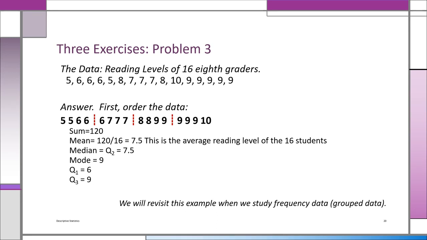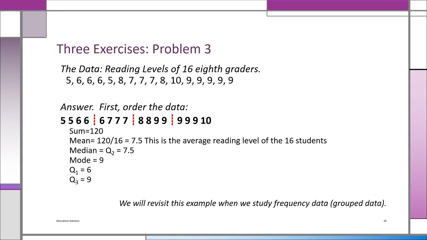To get the mean, you want the sum. 120 over 16 is 7.5. So the average reading level of the 16 students we selected randomly is 7.5, right in the middle between 7th and 8th grade. The median, again, n is even, 16. It's the average of the two middle values of 7 and 8. 7.5 is the median, which by the way is also Q2.